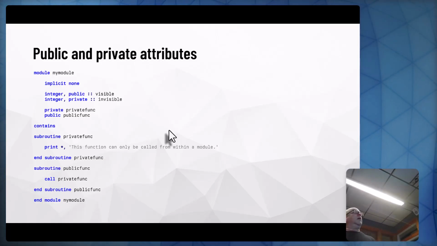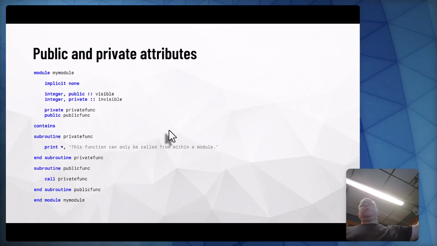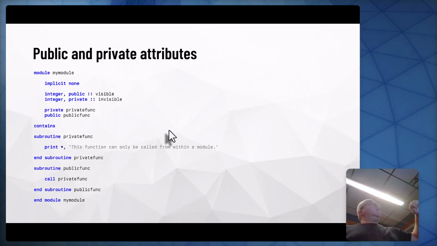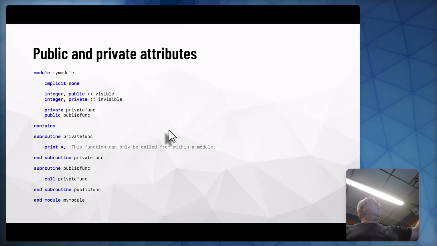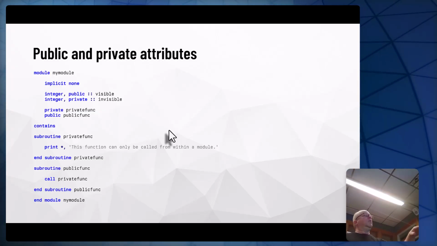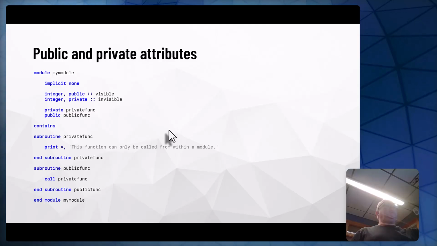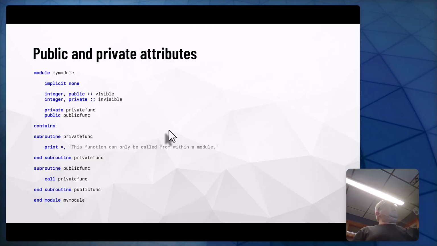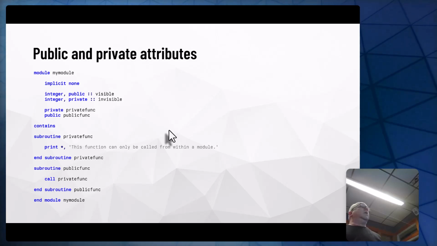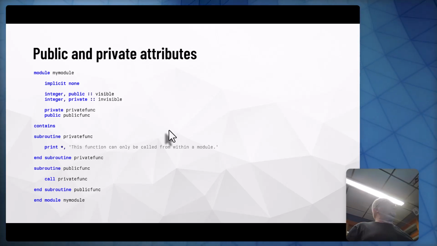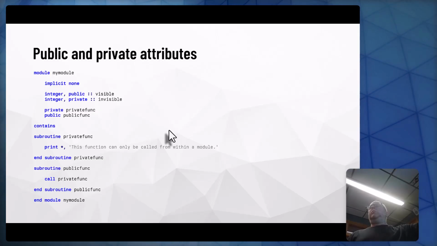So here you can see I have a module. My module has integers declared public, so you can give these as attributes to the declarations. So public is visible and private is invisible. You can also do it with functions in the module. So the private function here will not be available to any of the programs or modules using this module. And the public function will be available. And the public function can call a private routine inside the module.